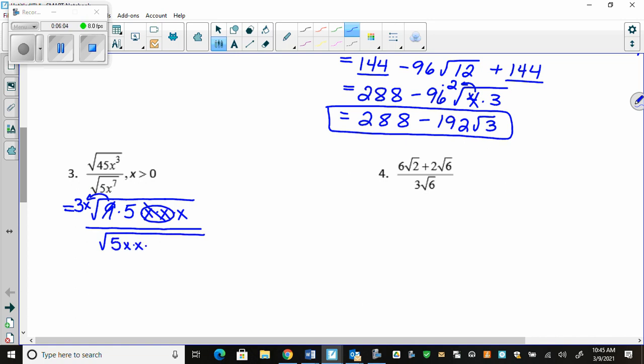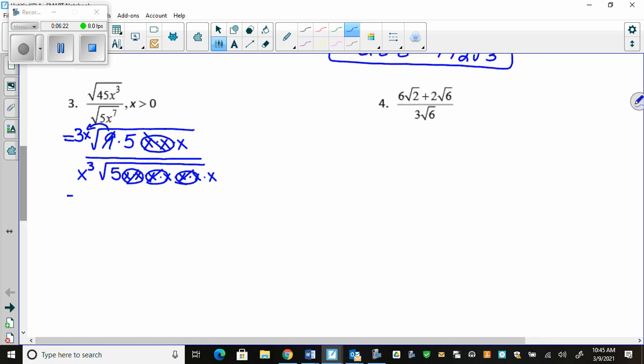1, 2, 3, 4, 5, 6, 7. You can do it this way, or you can say, hey, 6 comes out as a 3 and I have 1 left over, right? So it's up to you how you do it. But this can be 1, 2, 3. So I get x cubed out front. So then I'm actually left with 3x root 5x all over x cubed root x.